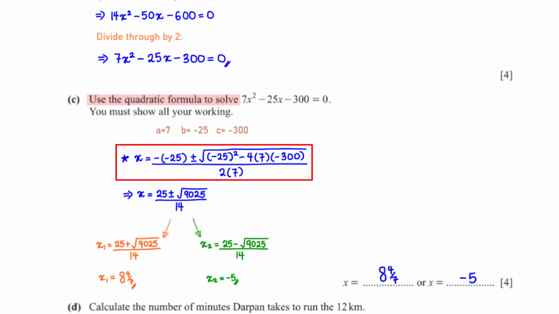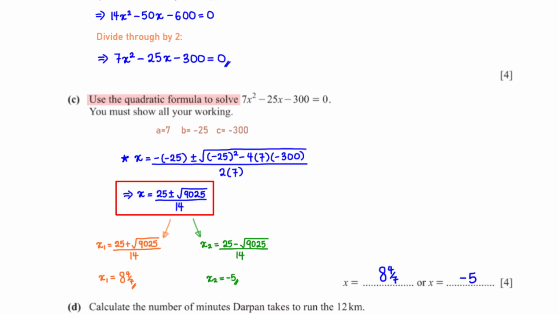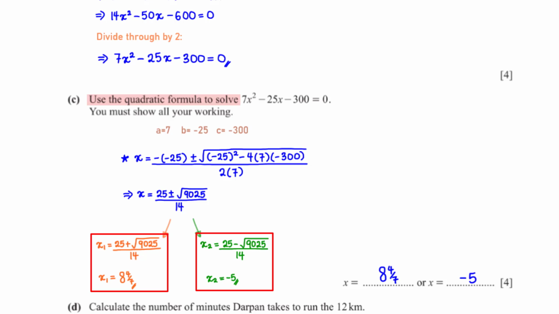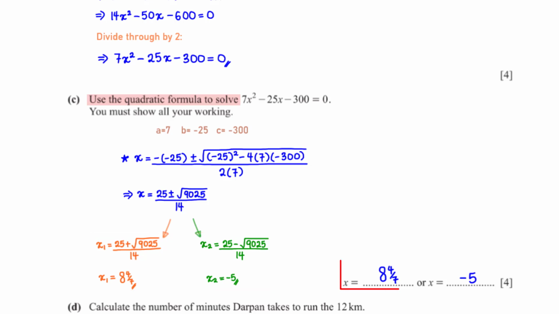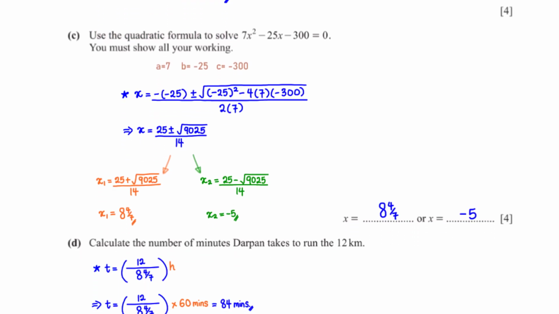The number under the square root, negative 25 squared minus 4 times 7 times negative 300, gives us 9,025, and the denominator 2 times 7 gives us 14. For the first possible value of x, we have 8 4 over 7, and for the second possible value of x, we have negative 5.